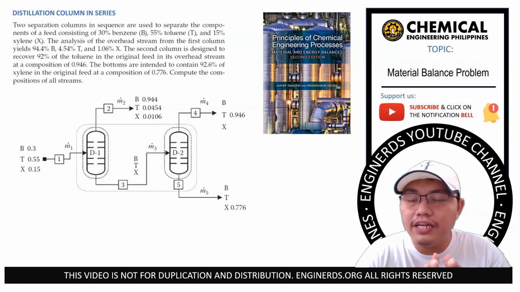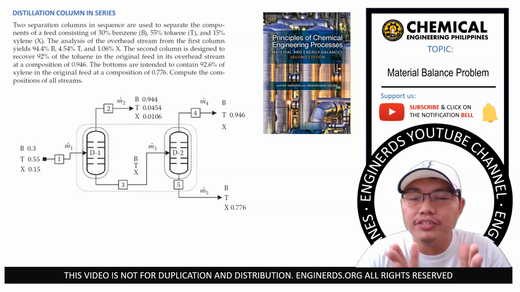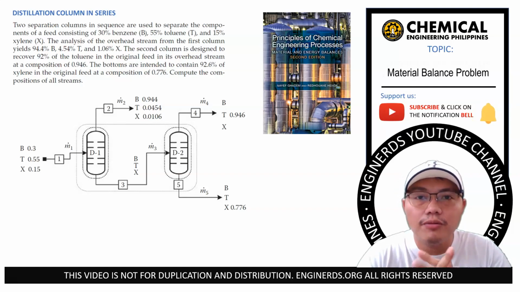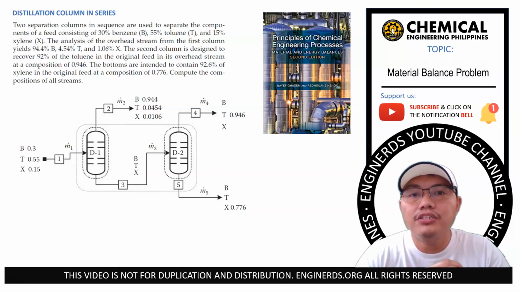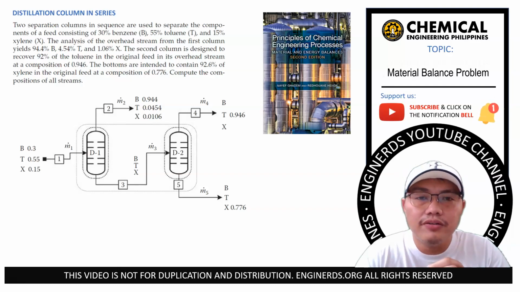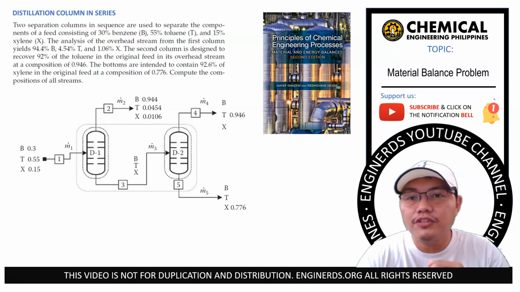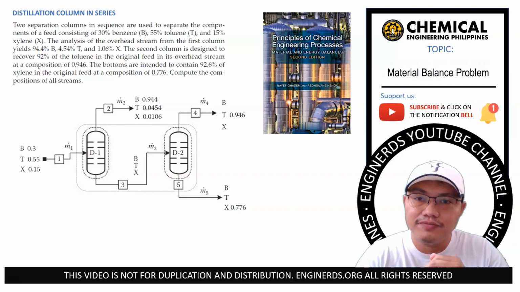So, I have an example of multiple units material balance here because I have two distillation units in series. And we will try to solve the required from this problem. And this is taken from the Principles of Chemical Engineering Processes, Material and Energy Balances, 2nd edition by HeMaTra. Okay, so reviewin lang natin siya before we proceed further sa ating discussion.